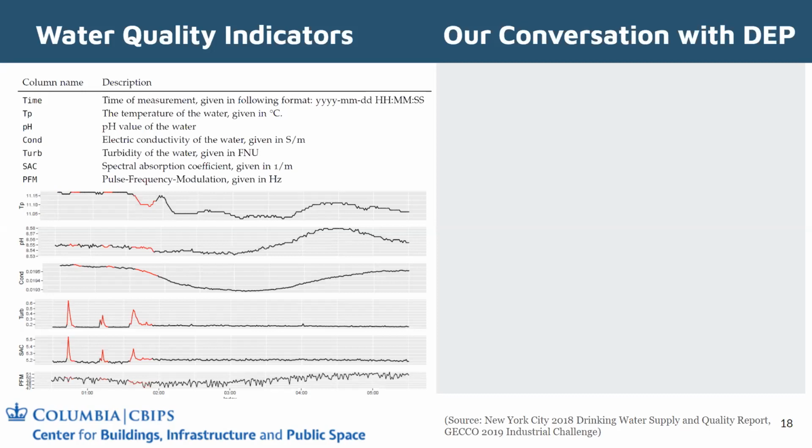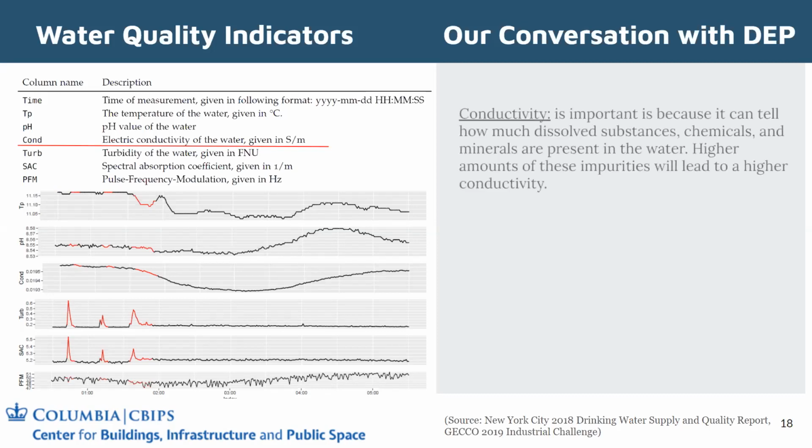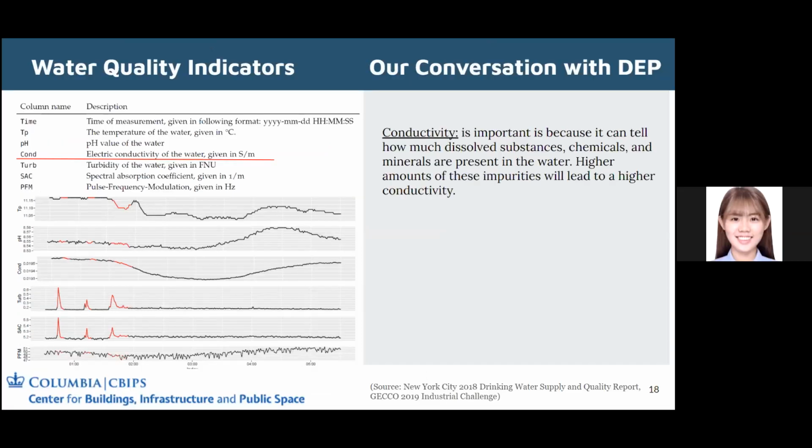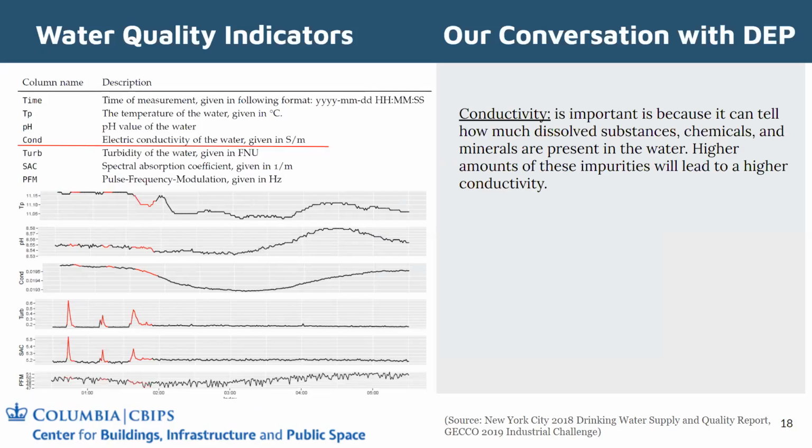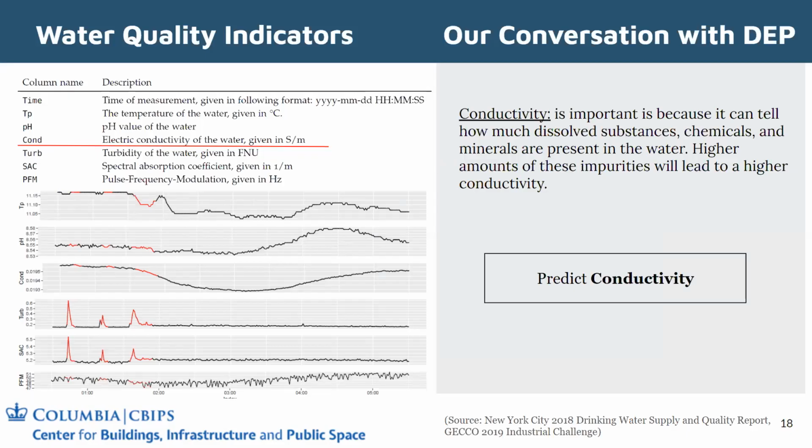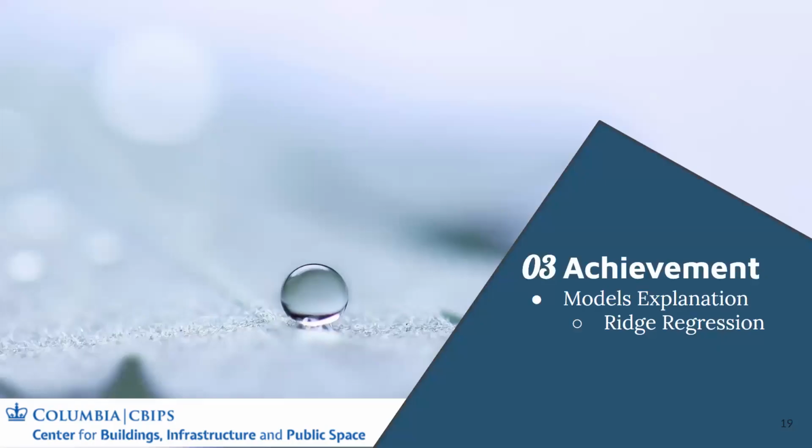In our conversation with DEP, they provided us very useful practical knowledge. After discussion, our team decided to select conductivity as our predicted dependent variable, and the others will serve as independent variables. Conductivity is important because it can tell how much dissolved substance, chemicals, and minerals are present in the water. Higher amounts of these impurities lead to higher conductivity. Our goal is to predict conductivity. We will begin to explain our models to you.